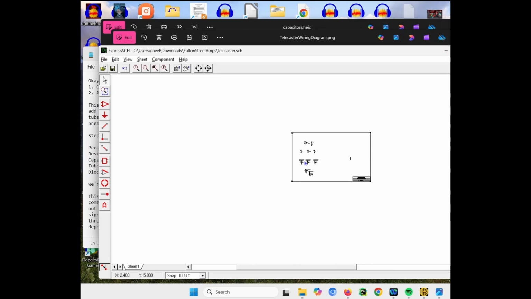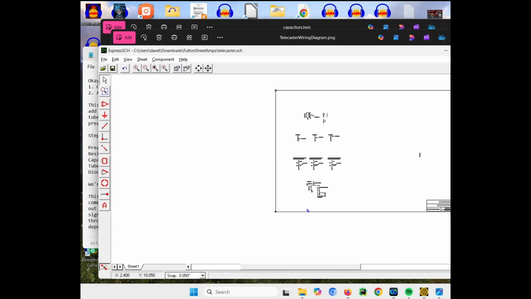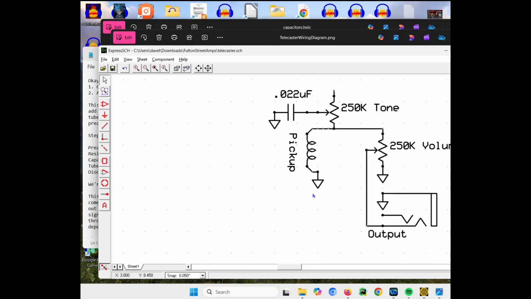Okay, so we'll zoom in over here. Here we have your pickup. We're coming out of the pickup. First, the signal from this point goes through your volume control, right? Based on where the wiper is, it's going to pick up a variable amount of resistance from your volume knob and then go to the output.